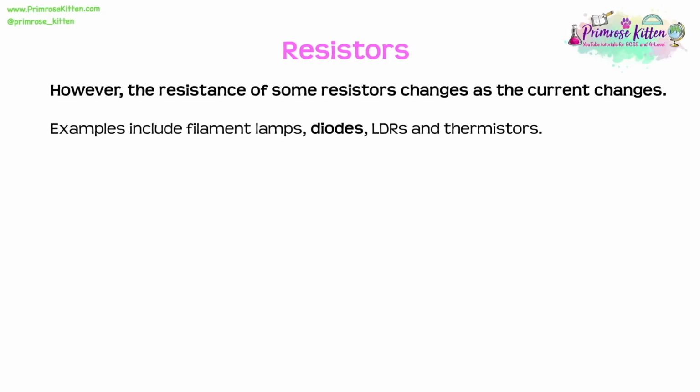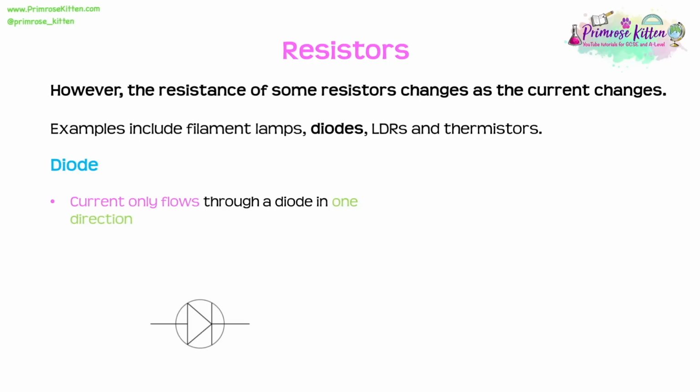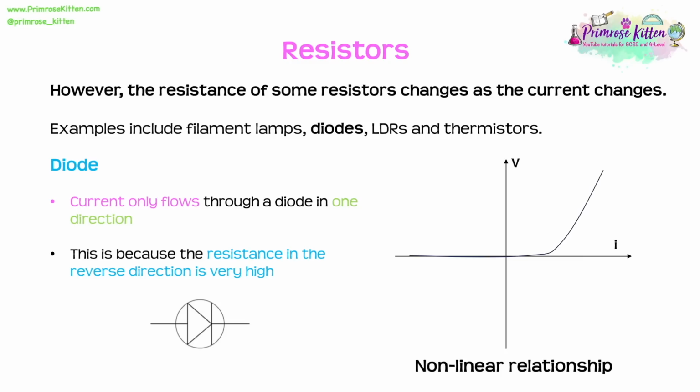Another example of a resistor whose resistance changes as the current changes is a diode. Now a diode is a very important type of component. It's one where the current only flows in one direction. And the reason for this is that the resistance in the reverse direction is very high. This is shown in our IV graph for the diode. We can see that in this negative direction there's actually no current flowing. However, when the current flows in the positive direction, you can see that as current increases, the potential difference increases too.